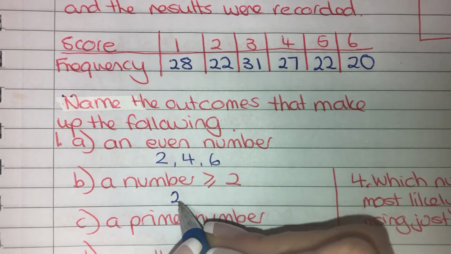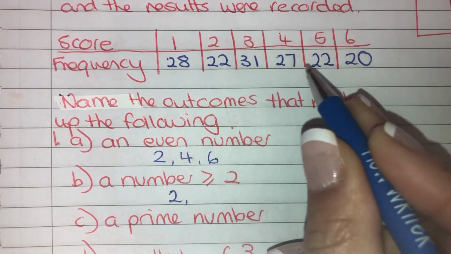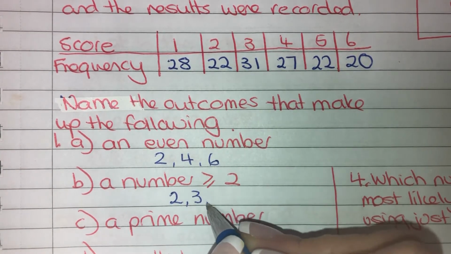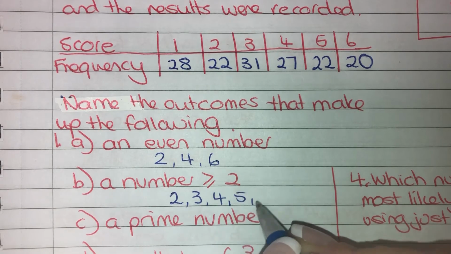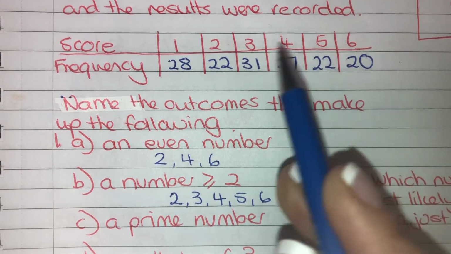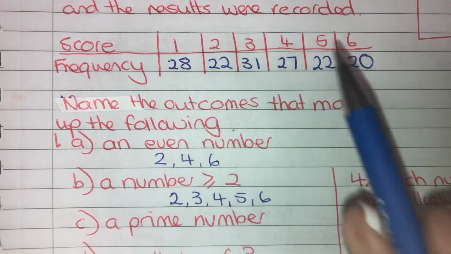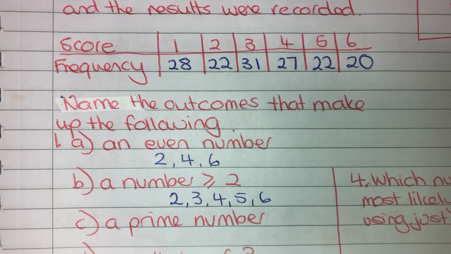Okay, a number that is greater than or equal to 2. So that does include 2. And what are the other numbers greater than that? 3, 4, 5, and 6. You can't have 10 because 10 is not in that group. You can't have 1 because 1 is not greater than or equal to 2.